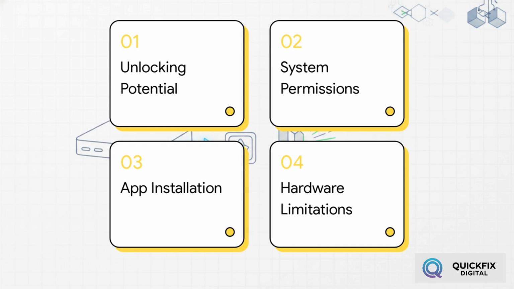First up, unlocking device potential. 2, preparing system permissions. 3, the app installation process. And finally, number 4, hardware limitations. All right, let's get moving.